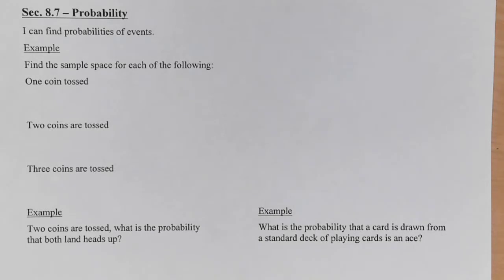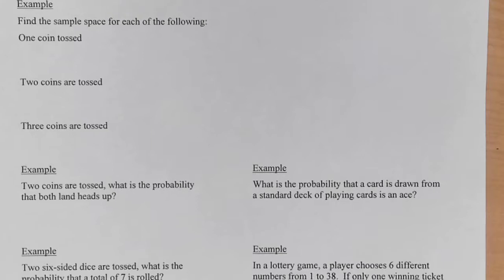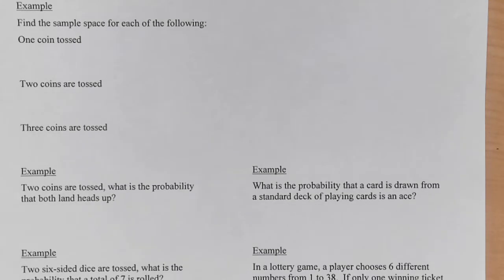8.7, the last in chapter 8, and we're going to talk about probability. The previous lesson talked a lot about how to count up options or how many scenarios or how many outcomes there are, and now we're going to talk about the probability, actually finding out the probability of something happening. And we're going to start with coin tossing, and we're going to start off by drawing a probability tree.